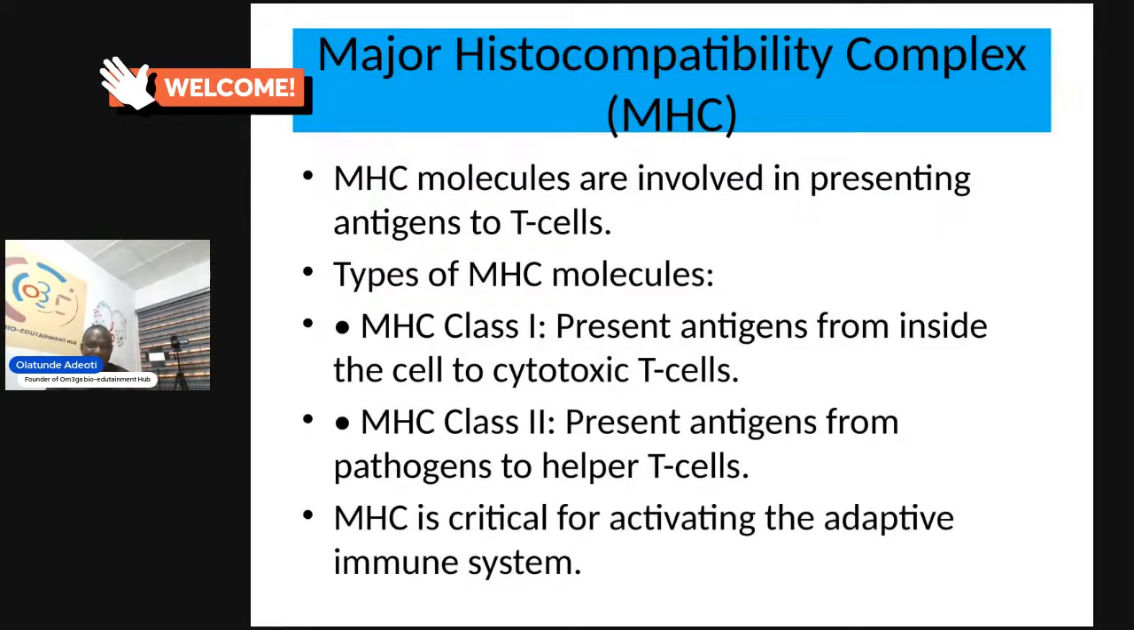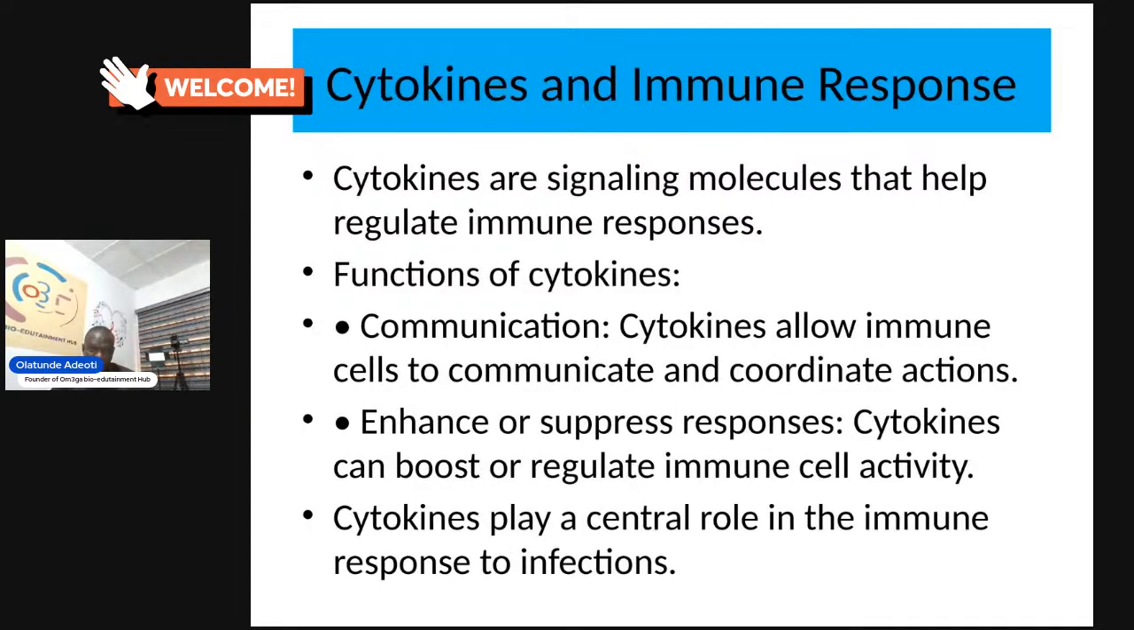Class 1 presents antigen from inside the cell to the cytotoxic cell. So MHC1 is on CD8 and MHC2 is on CD4. They present antigen from pathogens to the helper T cell. So it is very crucial and critical for activating the adaptive immune system.